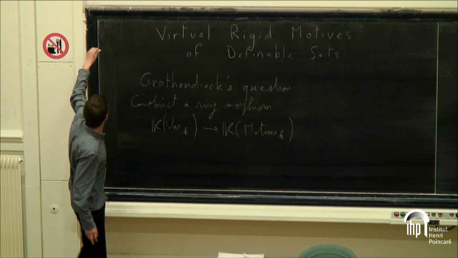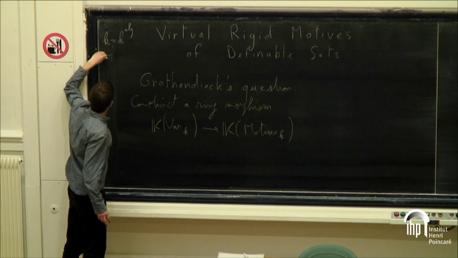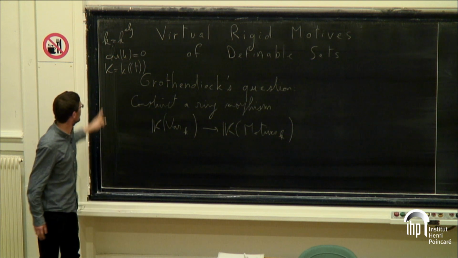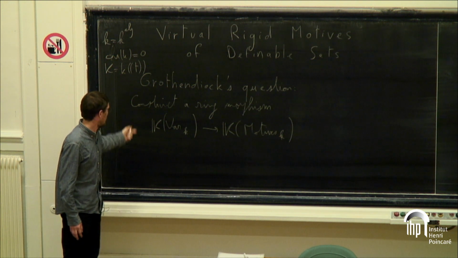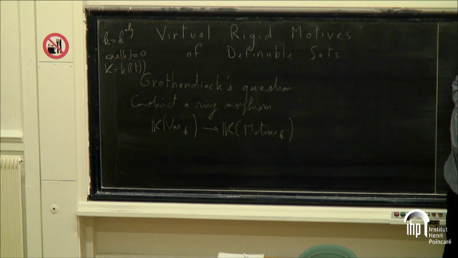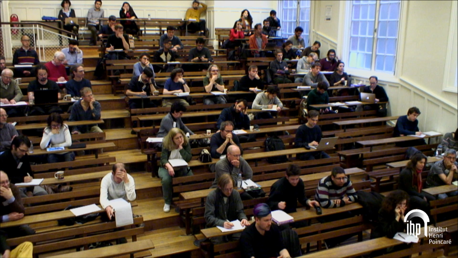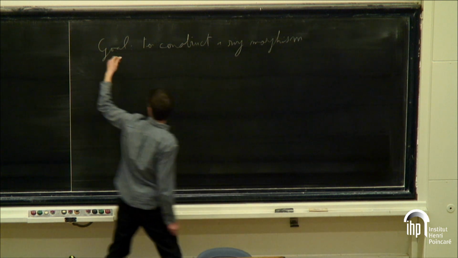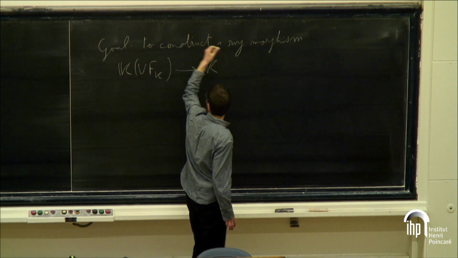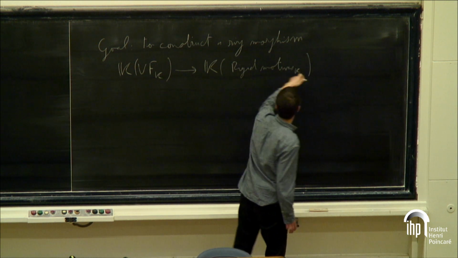So I will also fix once and for all little k, an algebraically closed field of characteristic 0, and big K will be the field of Laurent series over little k. My goal today will be to formulate and prove an analogue of this question, but for valued fields. My goal is to construct a ring morphism from what I will call the Grothendieck group of VF_K to the Grothendieck group of rigid motives over big K.